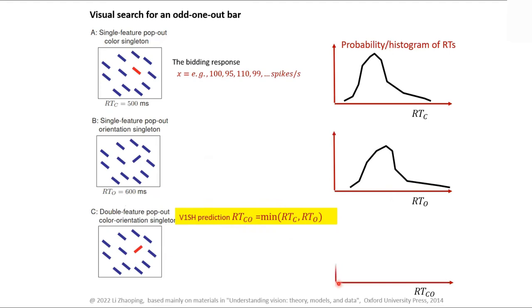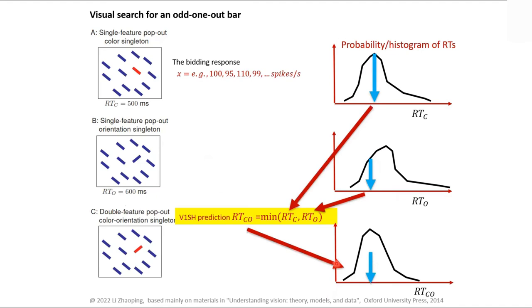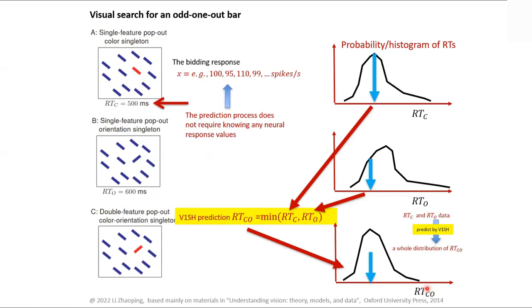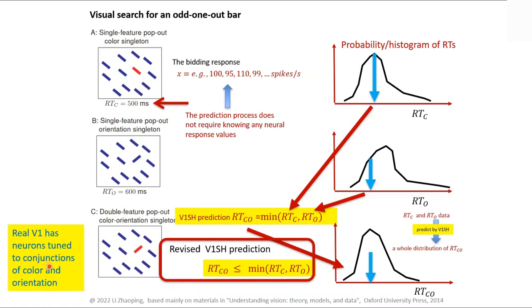You can predict the whole distribution just by Monte Carlo simulation. You take a random sample in these two distributions, put it into that and give it as a sample in here. You repeat many, many times, and you get the whole distribution. Then you can compare it with actual experimental data and see if the distribution matches. Not fit, match, because there's no parameter to fit. However, it turns out that real V1 has neurons tuned to conjunctions of features.